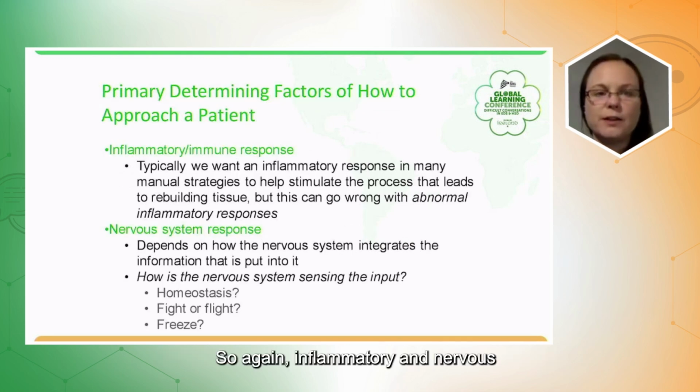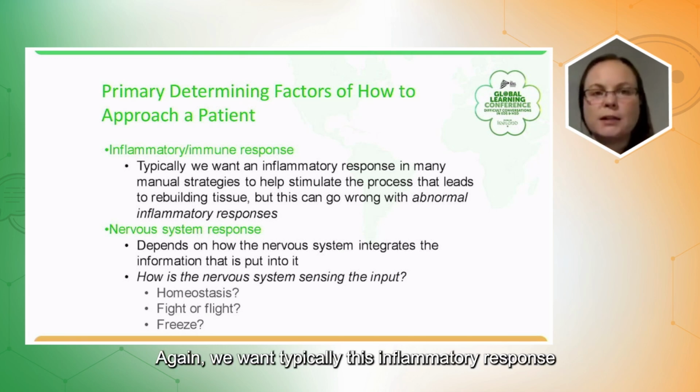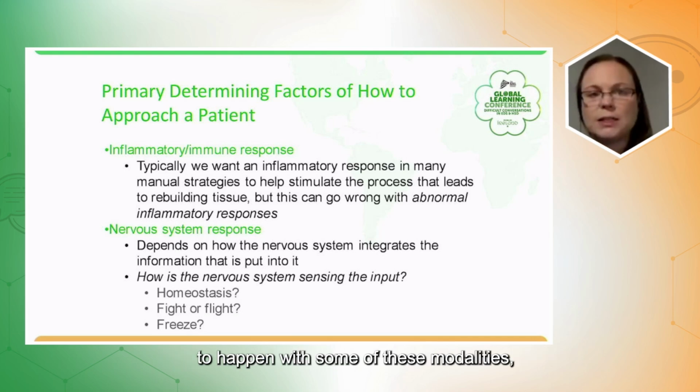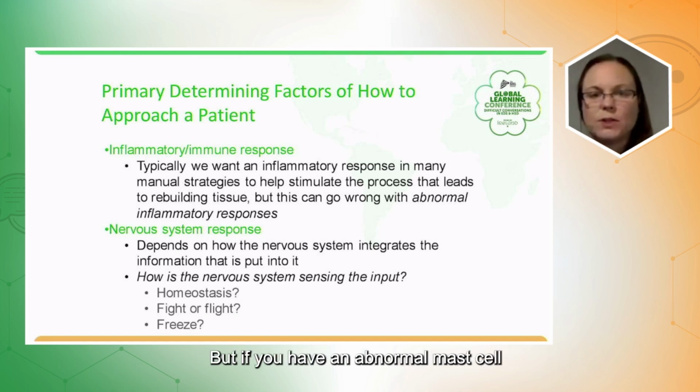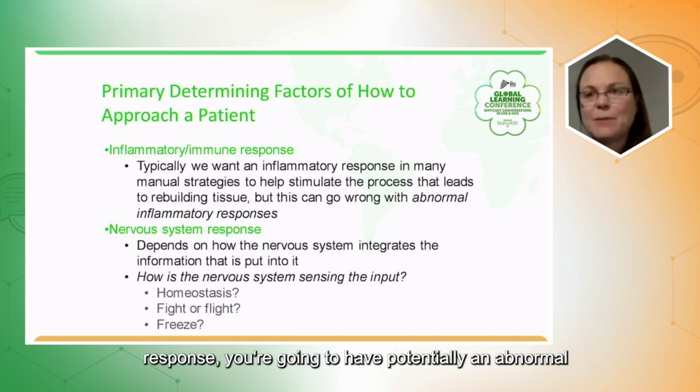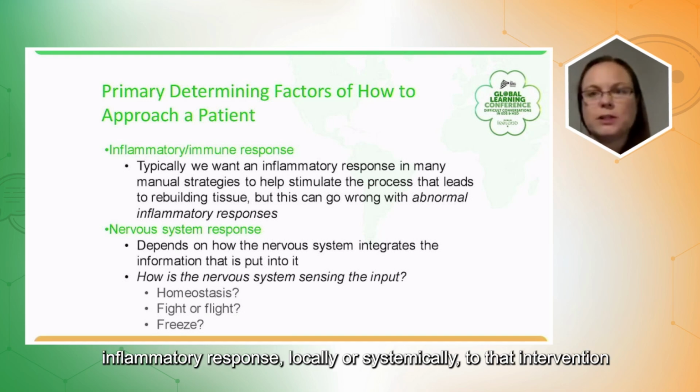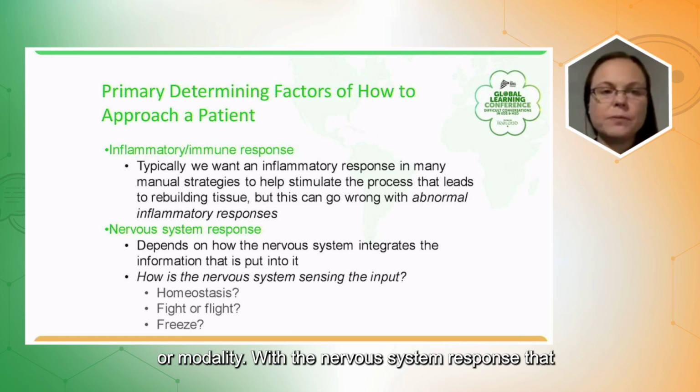So again, inflammatory and nervous system response, super important. Again, we want typically this inflammatory response to happen with some of these modalities, especially manual strategies that we might have. This stimulates the process that's going to lead to rebuilding the tissue. But if you have an abnormal mast cell response, you're going to have potentially an abnormal inflammatory response locally or systemically to that intervention or modality.